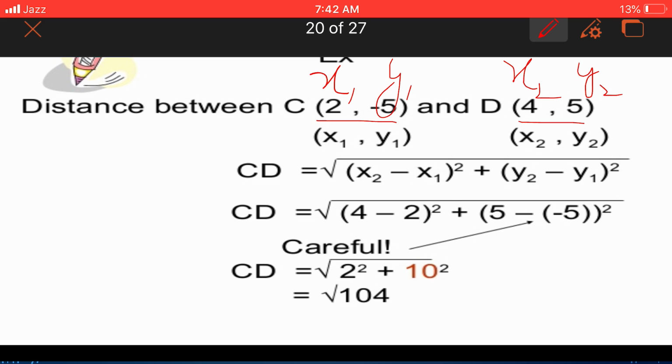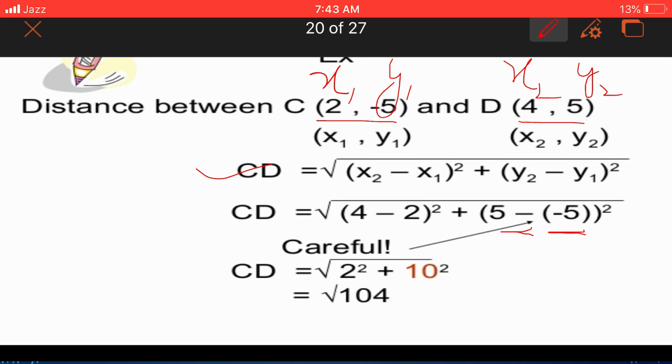When you get the values of x1, y1 and x2, y2, just put them in this formula. Then, in the place of x2 we put 4, in the place of x1 we put 2, in the place of y2 we put 5, and in the place of y1 we put minus 5. Look at this, we will use parentheses here because one sign is from the formula, and the next sign is the negative sign of the value, so we can use parentheses or brackets here.